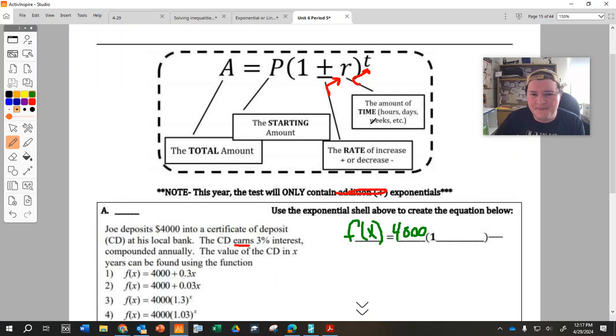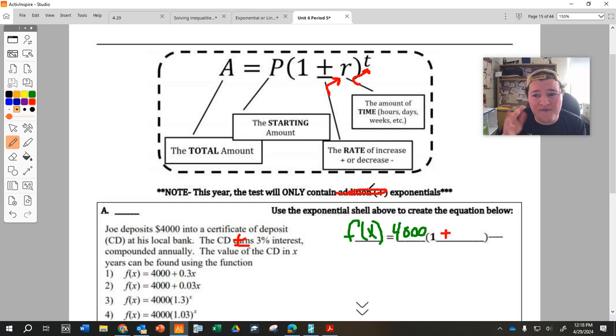1, there's a 1. Plus minus. We got to figure out in this scenario, is it going up or down? The CD earns 3%. Earns. Does that mean it's going up in value or down in value? Earns means goes up in value. So that's going to be 1 plus. I'll put the plus sign there. Okay. 1 plus. The rate.